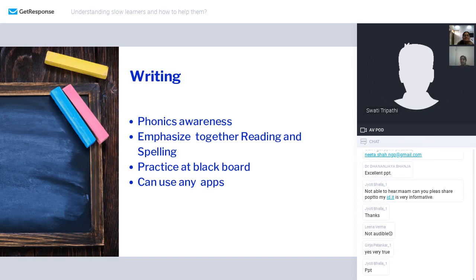We can emphasize reading and spelling both at a time. For example, like we teach them ONE 1, TWO 2, that will enhance their writing skills.